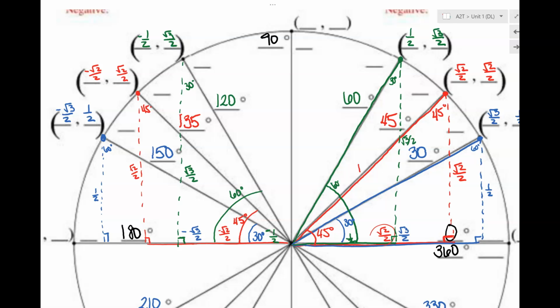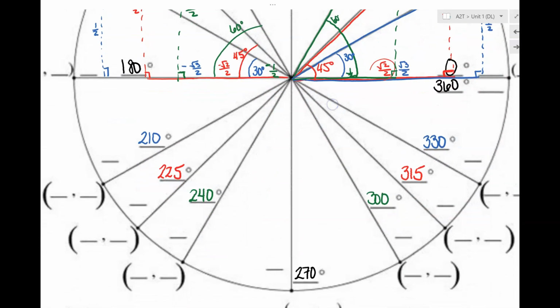If we travel to the third quadrant, how far is 210 from 180? Yep, it is 30 degrees apart.